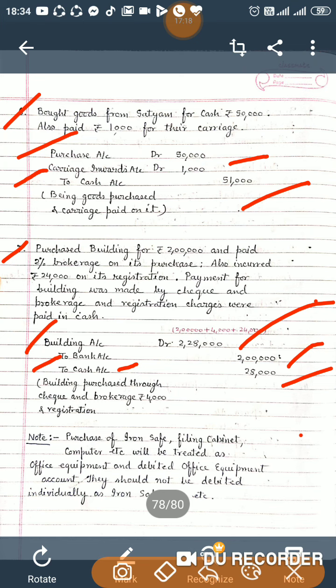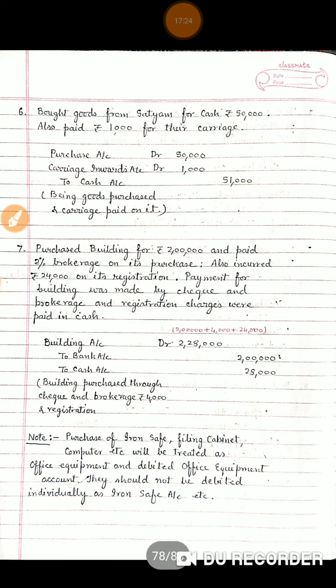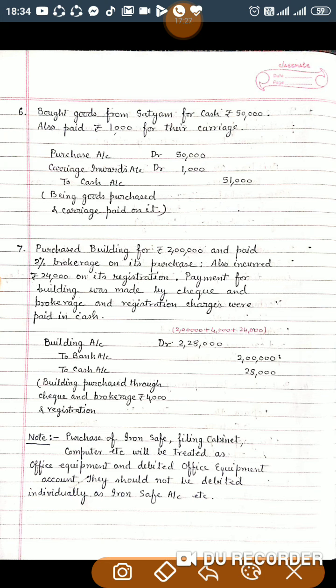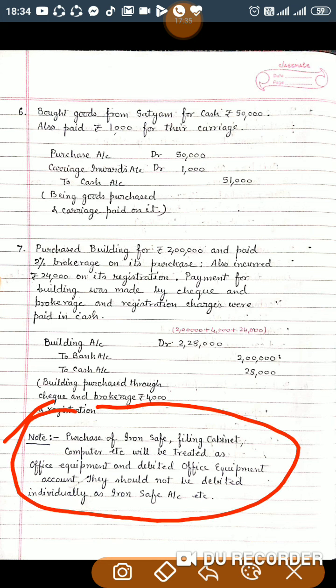Another point of note I have discussed, pay attention here. Whenever you are purchasing an iron safe, filing cabinet, computer, etc., they will be treated as office equipment and debited to office equipment account. They are assets for the business, but we club them under one account, that is office equipment, because in the office we are using so many equipments.